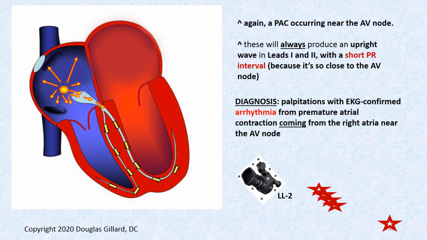Right, so here's trying to show you that this is a premature atrial complex or contraction. It's occurred in the right atria, and it's really close to the AV node. So the camera is going to see a lot of this current heading right at it. So it tends to draw it upright. But because it's so darn close to the AV node, you're not going to have much of a PR segment. There's no time for it to monkey around going through everything here.